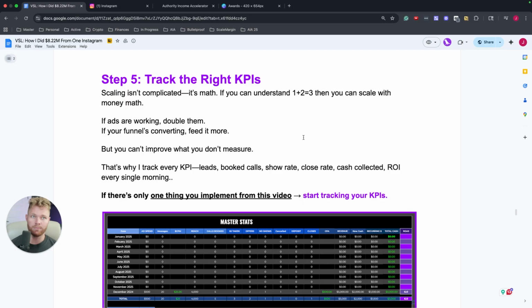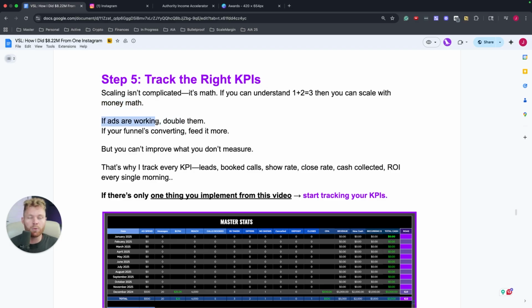Look, guys, scaling isn't complicated. Scaling is just math. And the great news is you don't have to be good at math. I was terrible at math. I was the guy in high school that would have the equations handwritten on the back of my calculator because I hated math so much, or programmed in my calculator. If you can understand 1 + 2 = 3, then you can scale money math. This whole system is built off of what I call money math.